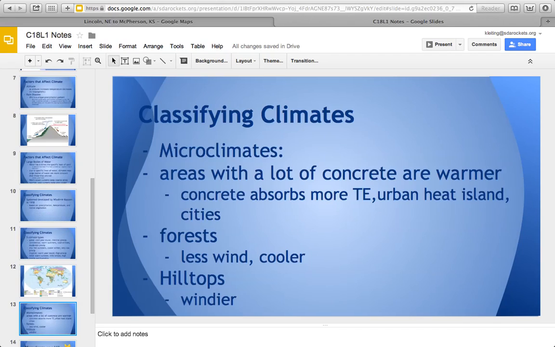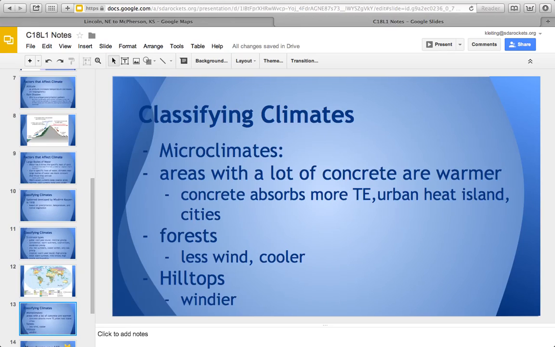A microclimate, like we talked about, is a small area that has a different climate than the larger area surrounding it. So what we see with these are a lot of cities. So areas with a lot of concrete are warmer. The concrete absorbs more thermal energy. This is called an urban heat island. It happens in cities, like I said.